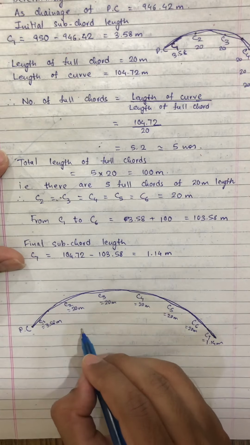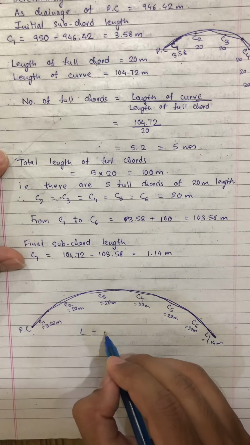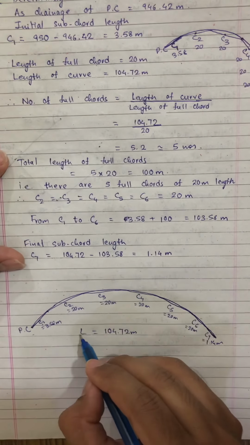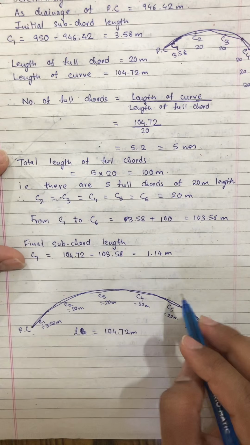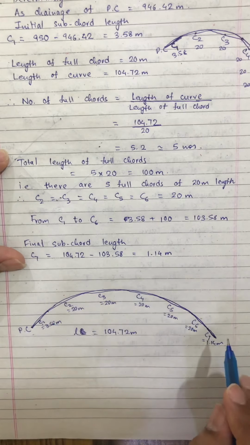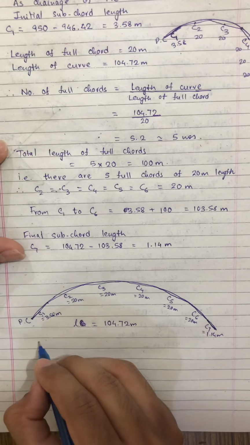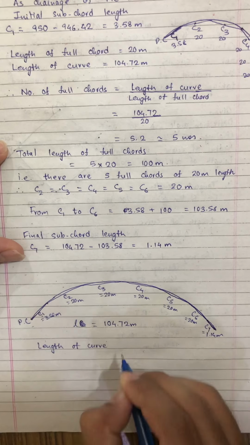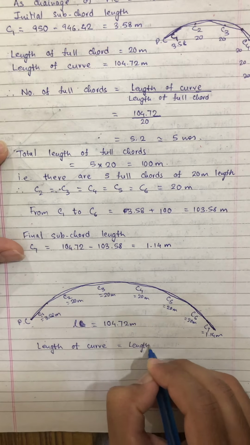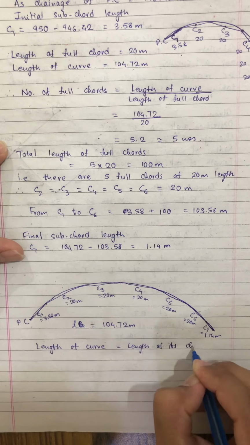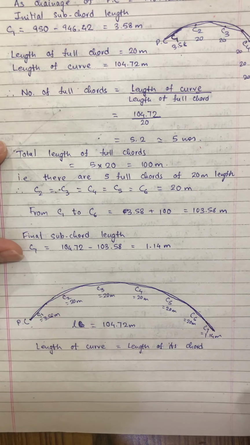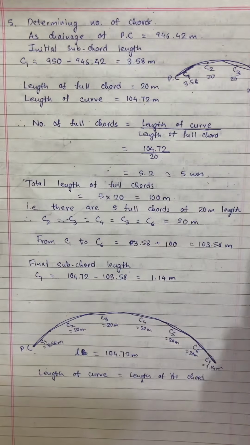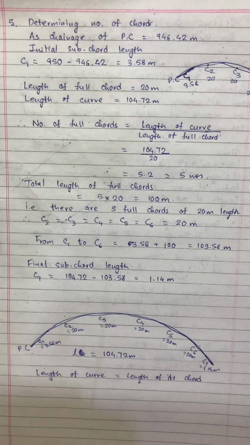So this total adds up to 104.72 meter. That is equal to the length of curve. This is small l. So small l is equal to 104.72, that is equal to the length of curve. And we are assuming that the length of curve is equal to the length of its chord itself. Okay, this is the assumption we are making. Now this is how we have determined the number of chords.